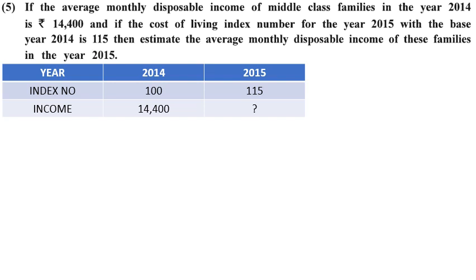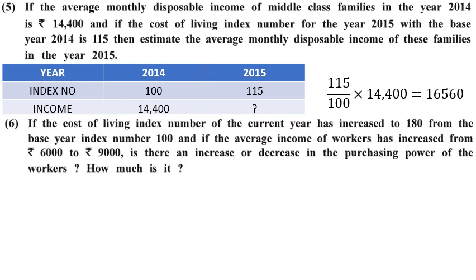For the year 2014 and 15 index number and income, we have to calculate the estimate of the monthly disposable income for the year 2015. Simple calculation of cross multiplication: 14,400 multiplied by 115 divided by 100. Your answer is 16,560. 16,560 is your answer for the estimate of the income of these families in the year 2015. Simple, right? Just understand the question, put it into a table, cross multiply, get the answer.